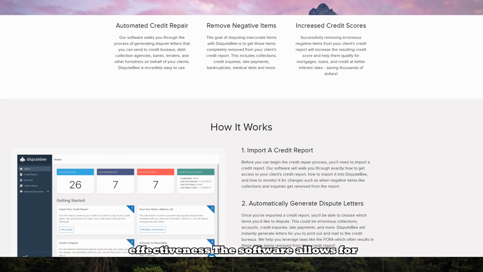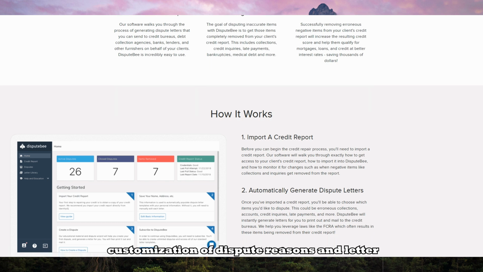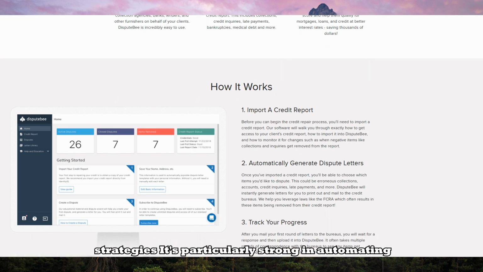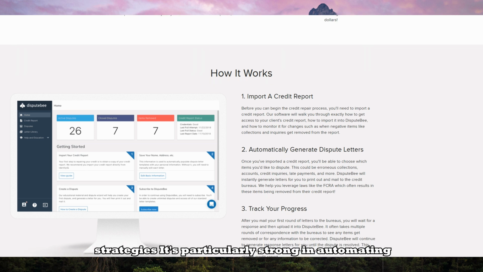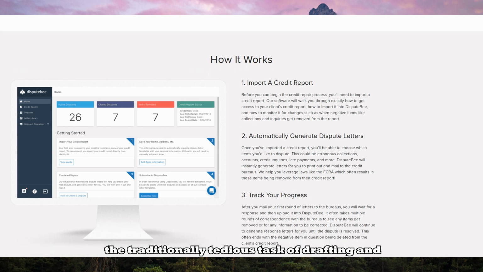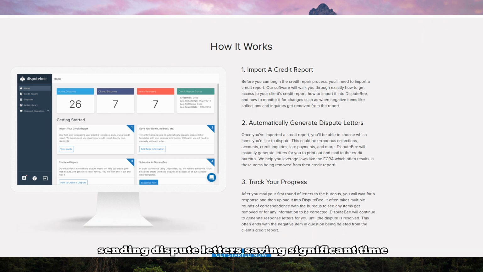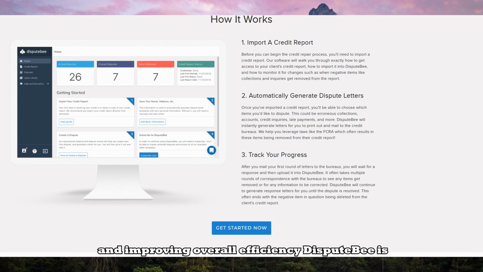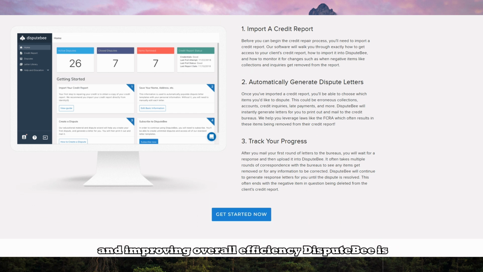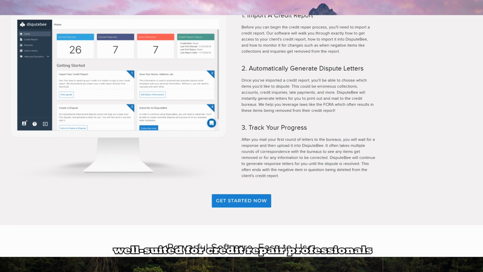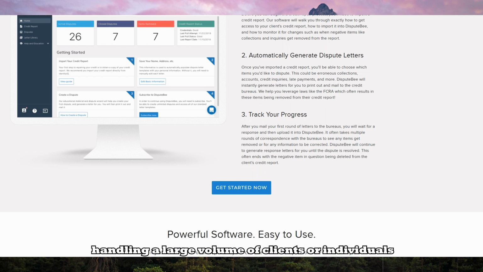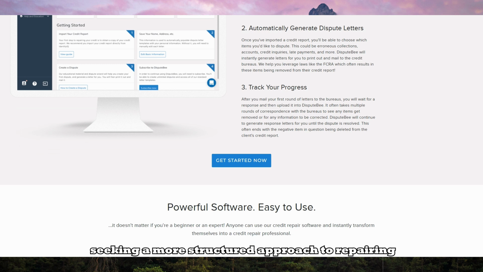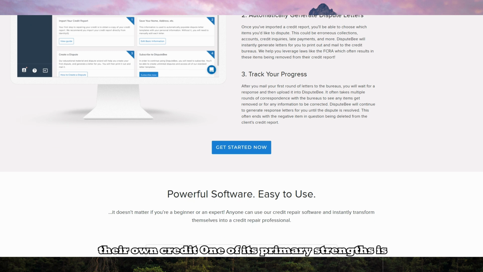The software allows for customization of dispute reasons and letter templates, enabling users to tailor their strategies. It's particularly strong in automating the traditionally tedious task of drafting and sending dispute letters, saving significant time and improving overall efficiency. DisputeBee is well suited for credit repair professionals handling a large volume of clients or individuals seeking a more structured approach to repairing their own credit.